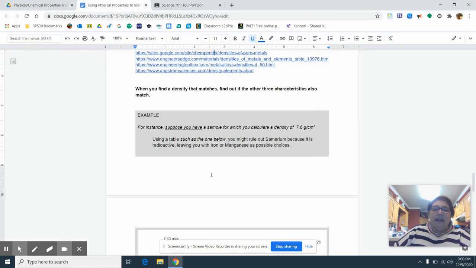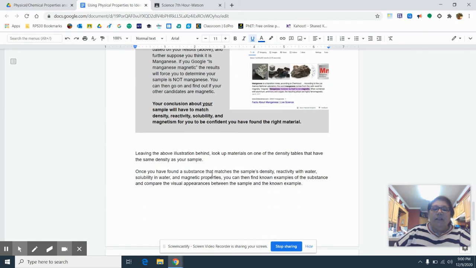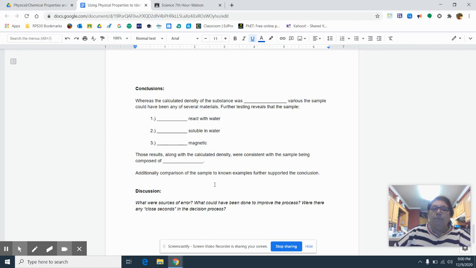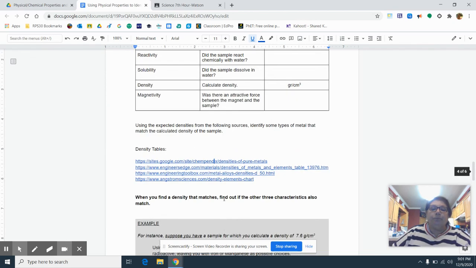When you get all of that done, then you are going to write a conclusion. Okay? Yes, it reacts with water, whatever it is. These results say that the sample is composed of whatever you figured out. And this is your additional information. Okay? Does it look like it? All the additional information you can have. And then we're going to have a discussion after everybody gets done.